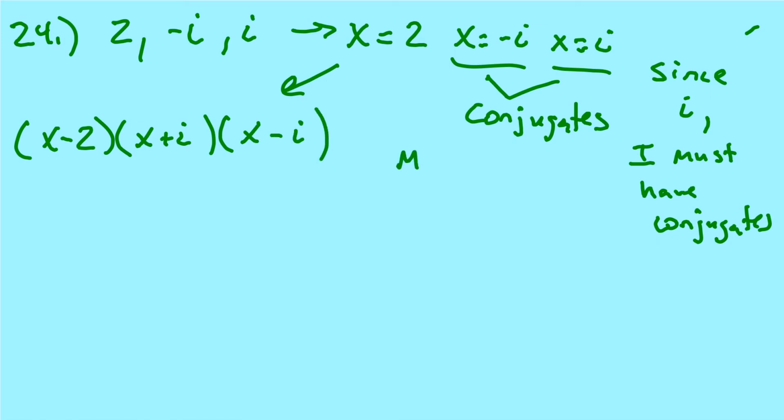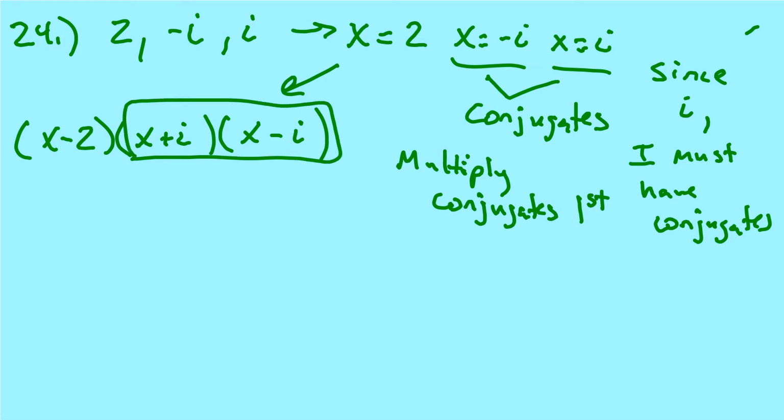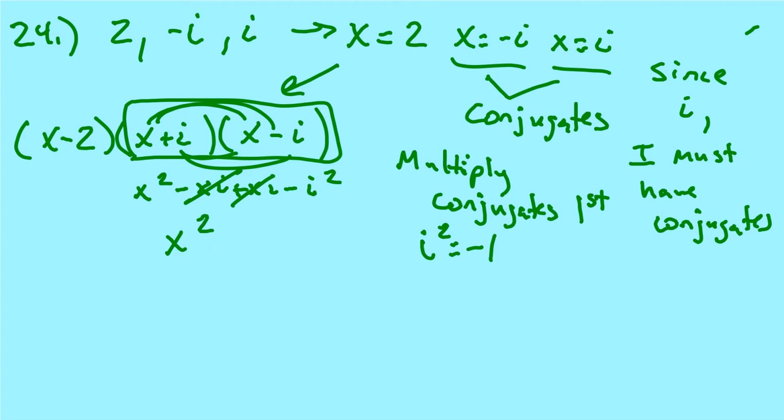When I multiply the conjugates first, I multiply these two first. I get x times x is x squared. x times negative i is minus xi, plus xi, and then minus i squared. xi and negative xi cancel. i squared, remember, equals negative 1. So the opposite of negative 1 is plus 1. So this turns into x squared plus 1. I didn't do anything with x minus 2.